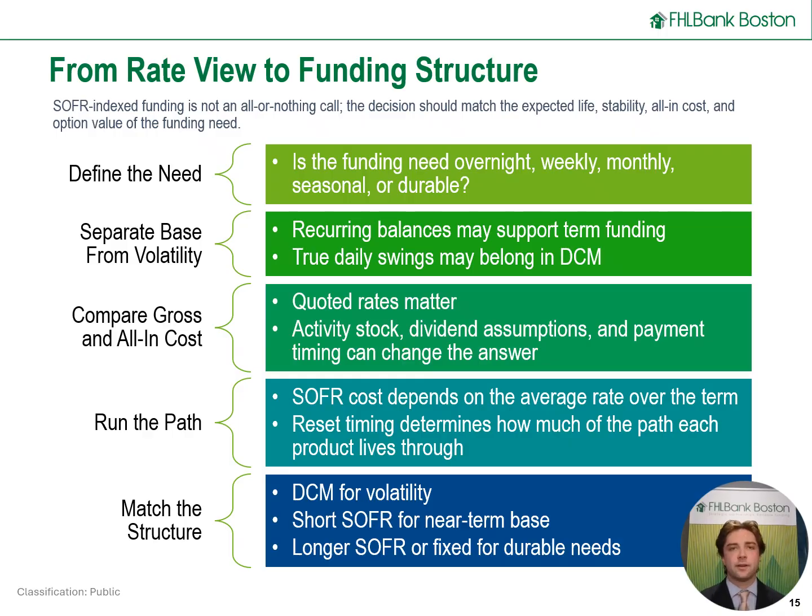Then let's run the path. SOFR depends on the average rate over the term, while maturity and reset timing determine how much of that path each structure lives through. Finally, match the structure. DCM for volatility, short SOFR for the near-term base, and longer SOFR, callable SOFR, or fixed funding as the need becomes more durable.